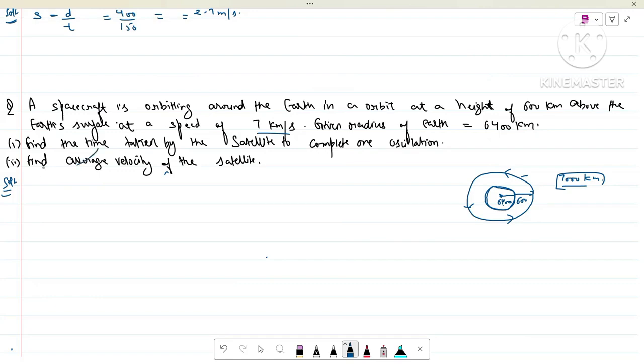Okay. So we know that time taken is given as distance upon speed. Speed is given 7 km per second. Now we have to find the distance taken. Okay. So let's say this is Earth of radius 6400 km and this is the orbit in which that spacecraft is moving and the height of this orbit is 600 km.